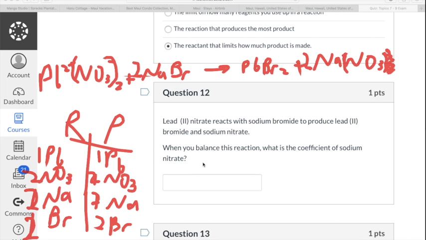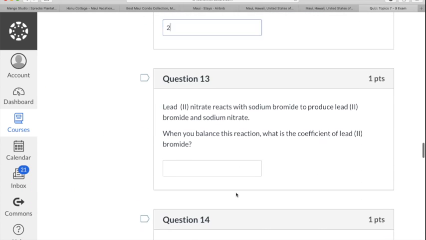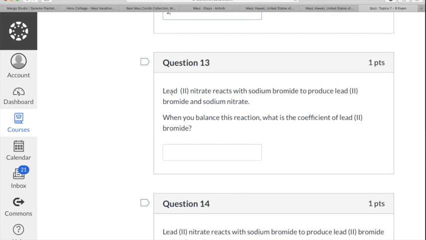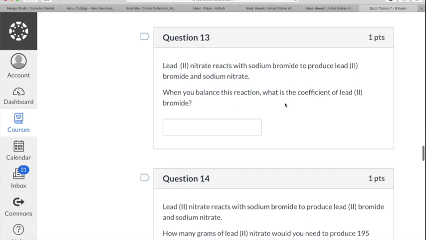So when I balance this reaction, it's the coefficient for sodium nitrate. There's sodium nitrate right there. It looks like I have 2 sodium nitrates. Yay, 13. We're getting there, guys. Oh, look at that. It's the same reaction. Lead 2 nitrate reacts with sodium bromide to produce lead 2 bromide and sodium nitrate. When you balance this, what's the coefficient of lead 2 bromide? Going back to what I just wrote down, the coefficient for lead 2 bromide is just 1.